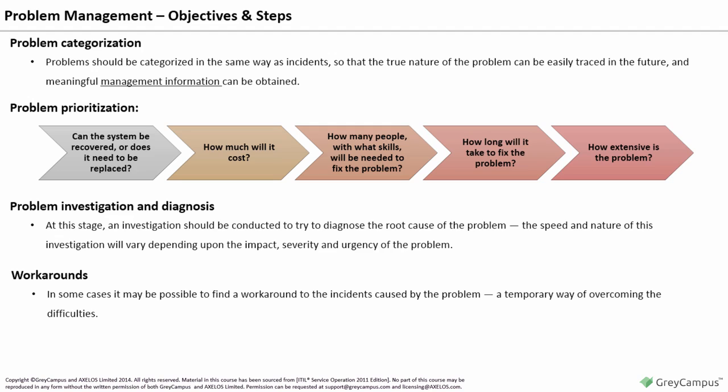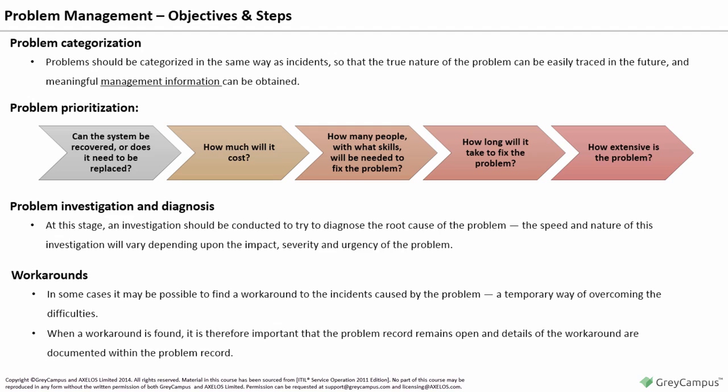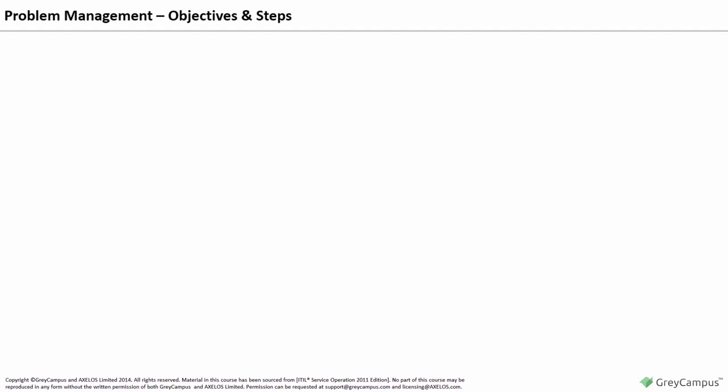But it is important that work on a permanent resolution continues where this is justified. In this example, the reason for the file becoming corrupted in the first place must be found and corrected to prevent this happening again. When a workaround is found, it is therefore important that the problem record remains open and details of the workaround are documented within the problem record.